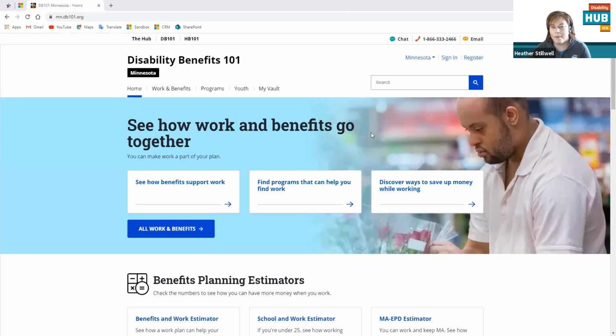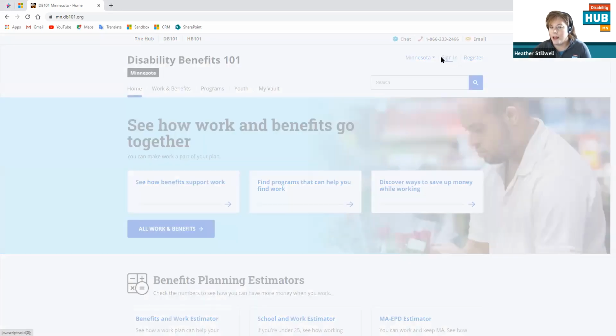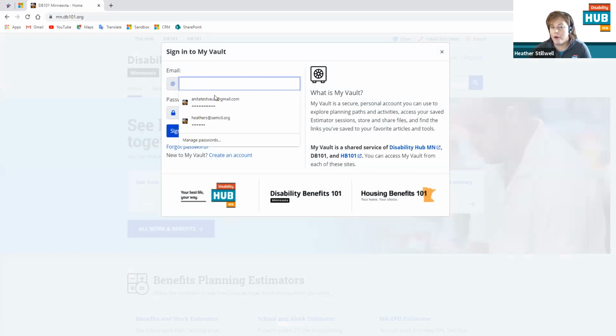And so this is the DB 101 website, and right up here in this corner, it says Minnesota. And just so you know, there's other states that have it. So if you go to db101.org, make sure you choose Minnesota as your state, because each state's benefits vary quite a bit. And so I created an account for Anita. So we're gonna look at Anita's account.